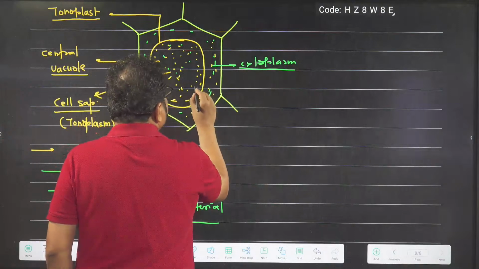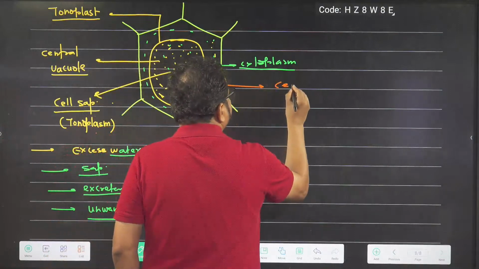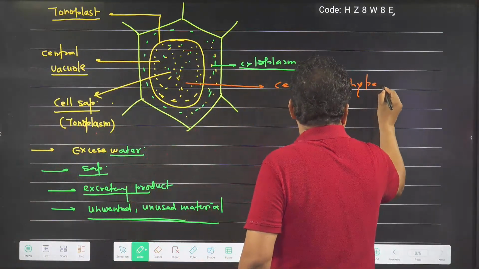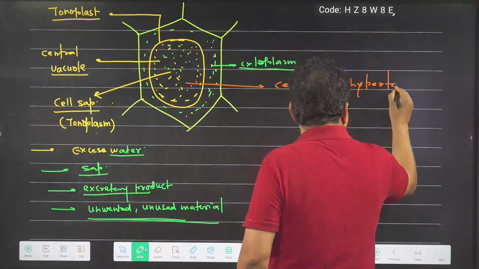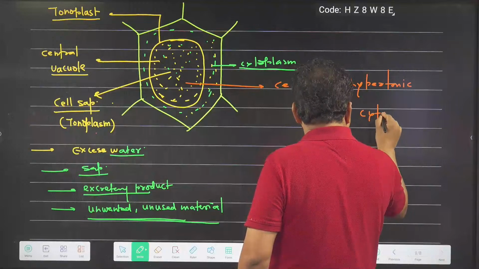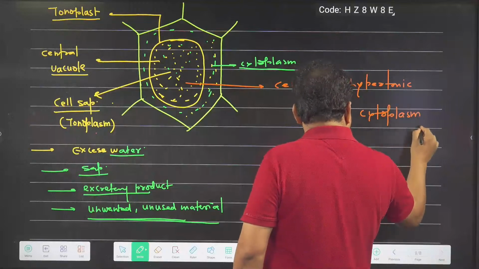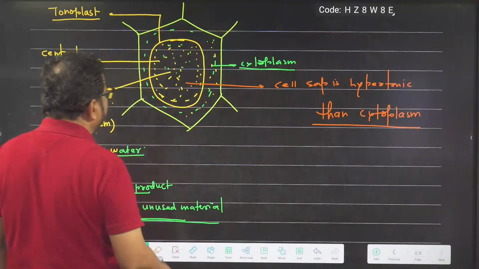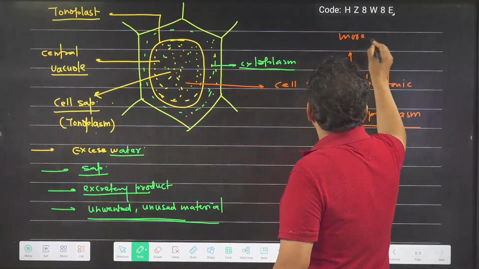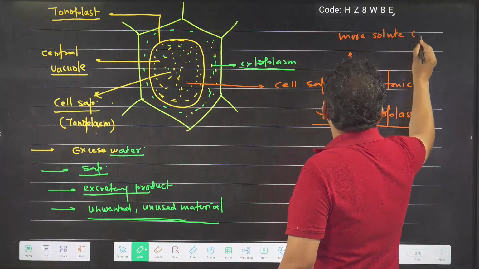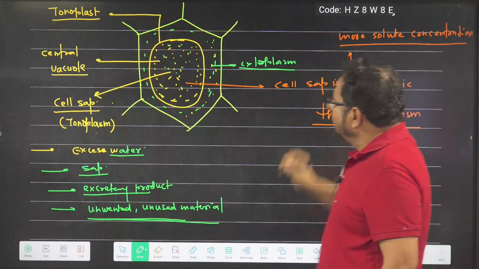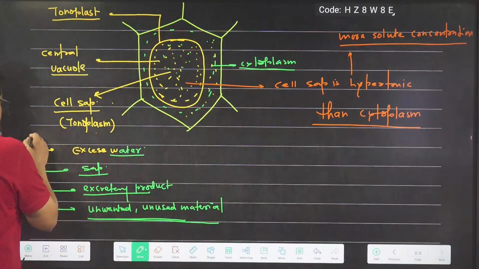What you keep in a store is what you are not using every day frequently. So the cell sap is hypertonic to cytoplasm. Cell sap is hypertonic than cytoplasm, means it has more concentration. Hypertonic means high concentration of solute is there. Hypertonic means more solute concentration. Got the idea? So this is about large central vacuole.